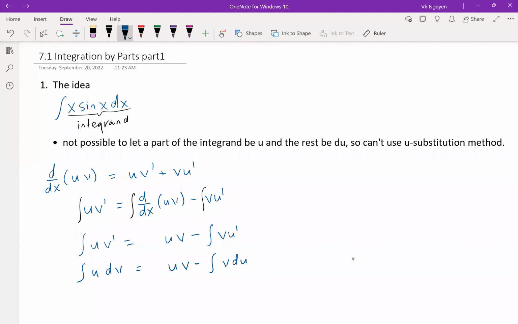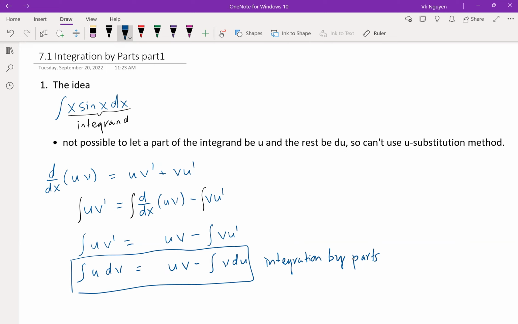Look at the integrand. We can let a part of the integrand be u and the remaining part be dv. And this type of integration is called integration by parts. Let's take a look at a few examples, including the example in the intro.